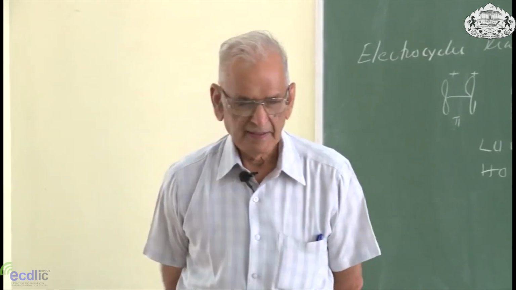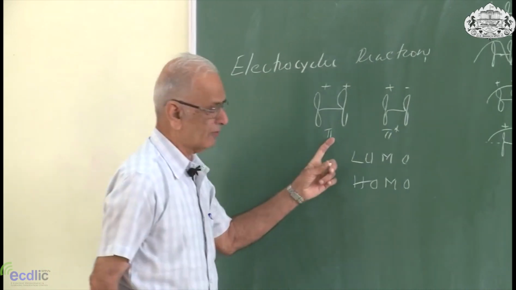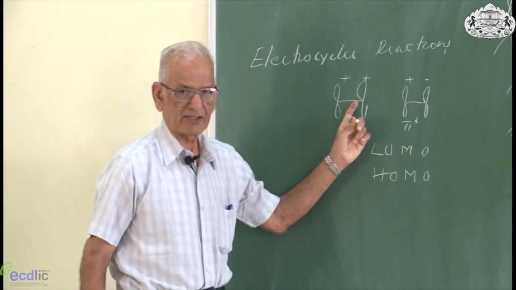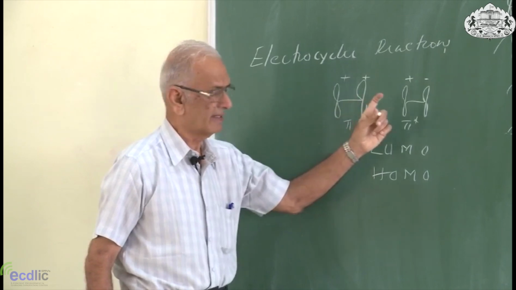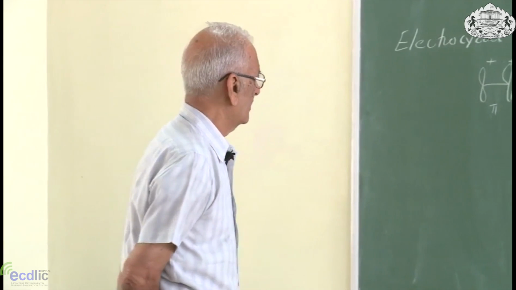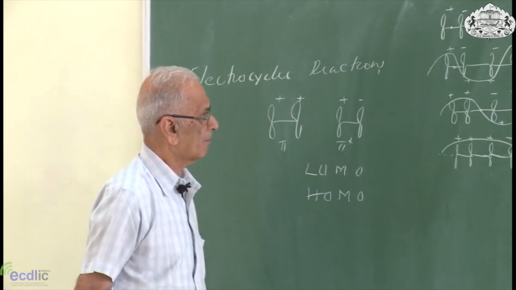All right. So, let us look at this. In ethylene, there are two orbitals. So, this is the highest occupied molecular orbital, this is the lowest unoccupied molecular orbital. So, how do I write HOMO? Plus and plus.